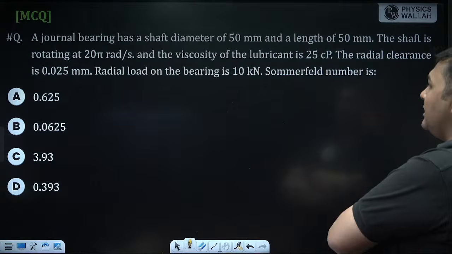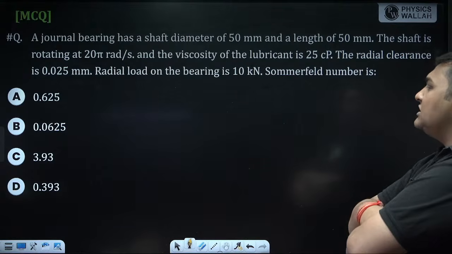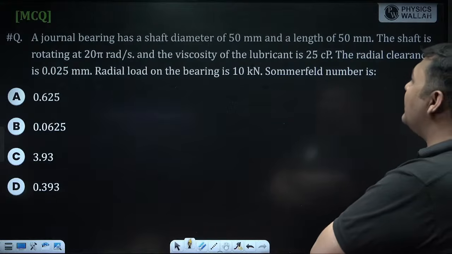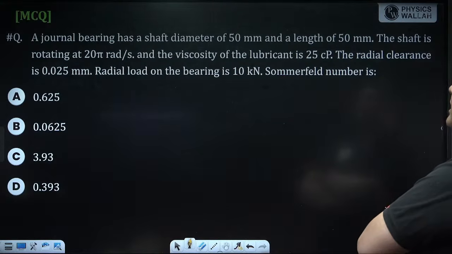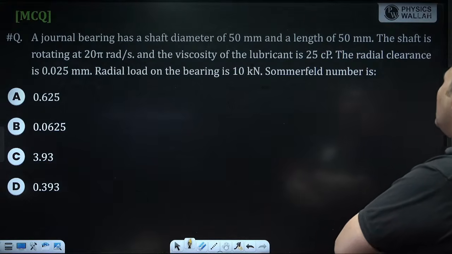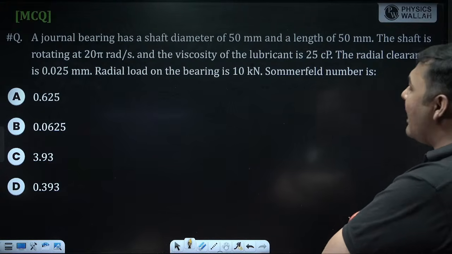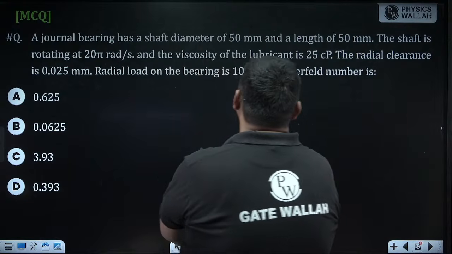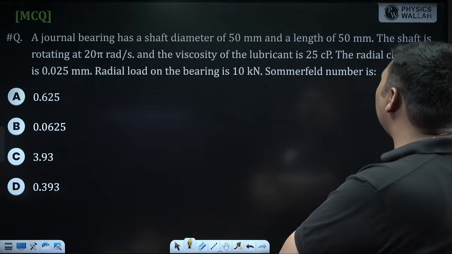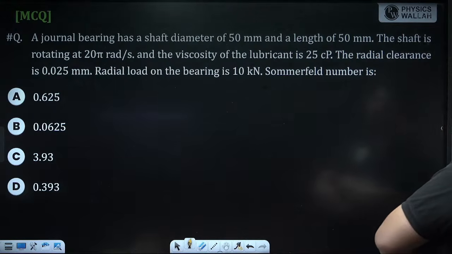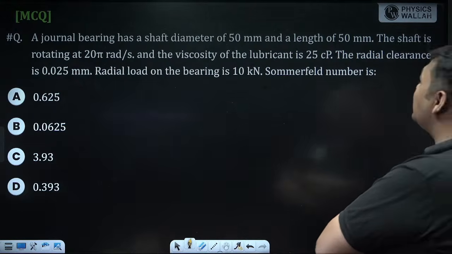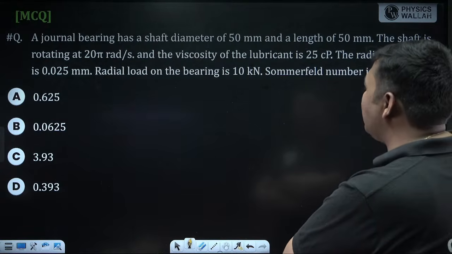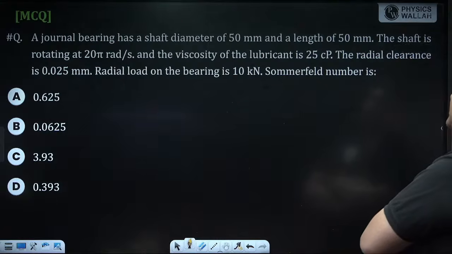For rolling contact bearing, these are formula based questions. Solve this. This is a multiple choice question. What this question is saying: a journal bearing has a shaft diameter of 50 mm, journal diameter, length 50 mm. The shaft is rotating at 20 pi radian per second. It is given in radian per second. The viscosity of the lubricant is 25 centipoise. Capital P is for poise, so it is given in centipoise. The radial clearance is 0.025 mm. Radial load in the bearing is 10 kilonewton.